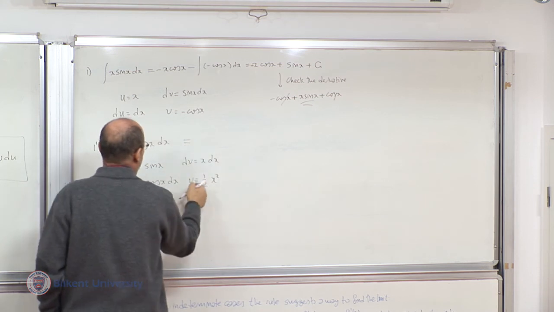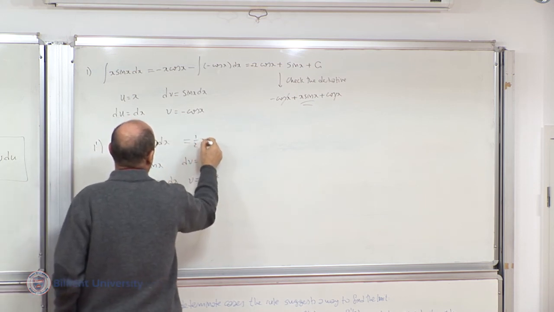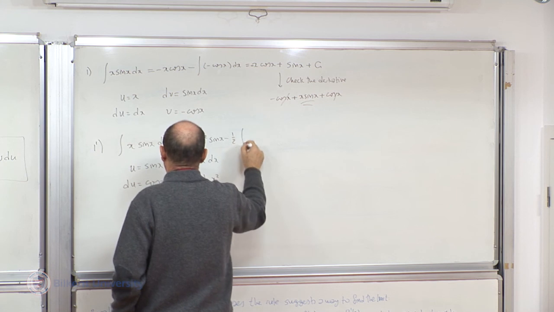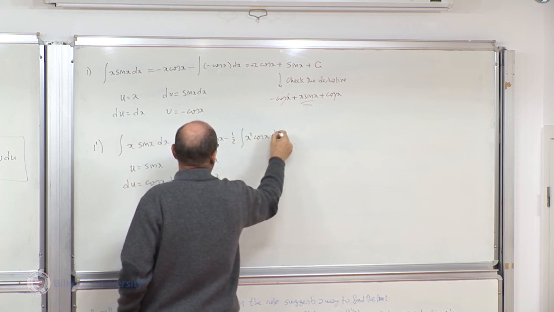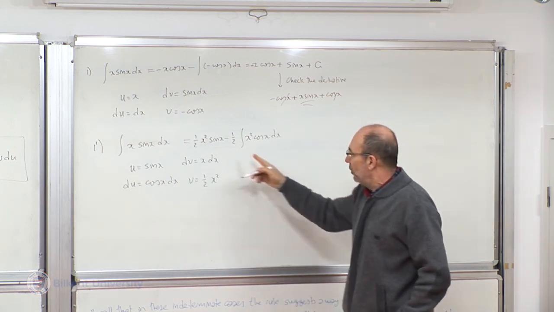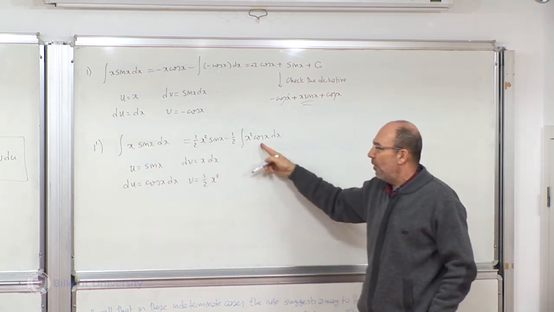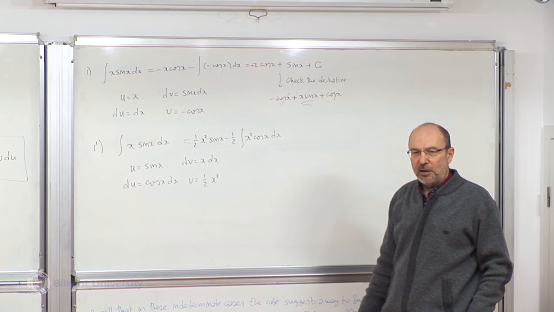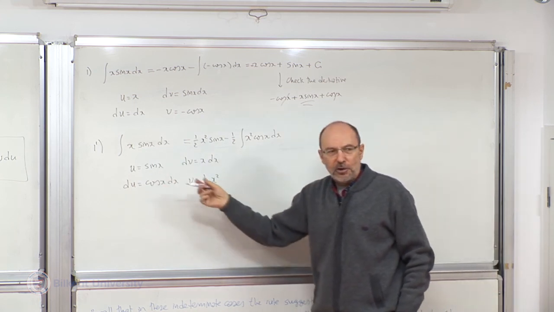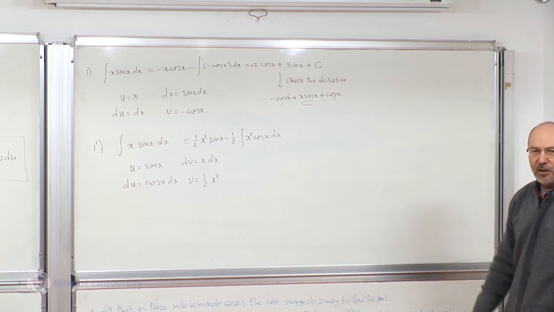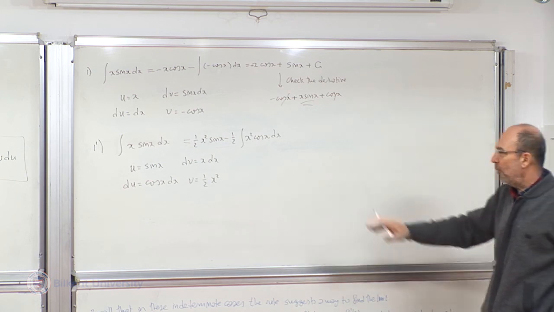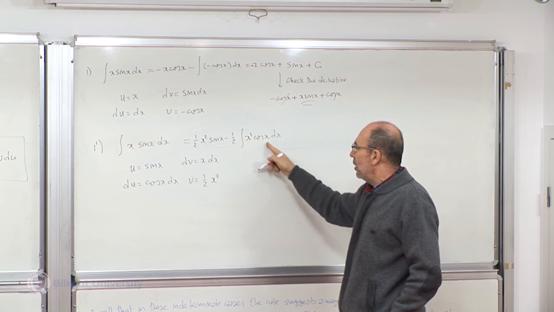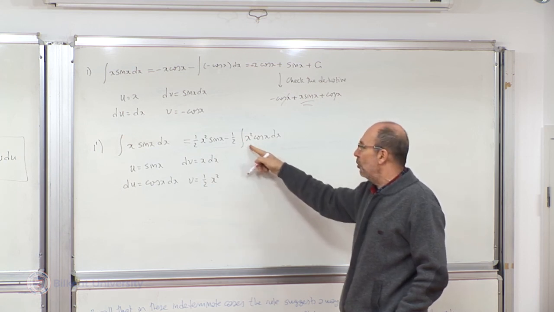Okay, so I apply this. I multiply this and this, 1 over 2 x squared sine x minus, I integrate this line, 1 over 2 the integral of x squared cosine x dx. Now I was trying to understand this, and I found a more complicated integral. This is very typical in playing with integration by parts. Depending on your choices here, sometimes the integral becomes simpler, sometimes it becomes more complicated. If it becomes more complicated, you say, okay, I'll change my choices here. But this integral is not impossible. By correct choice, we can also look at this integral.